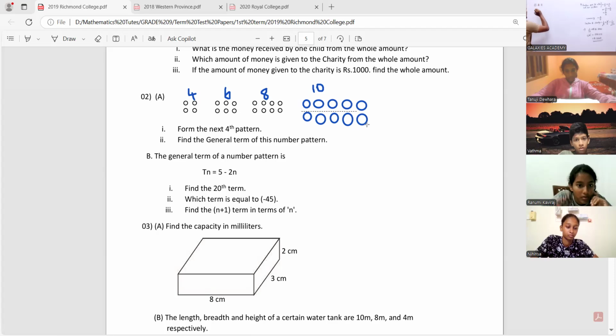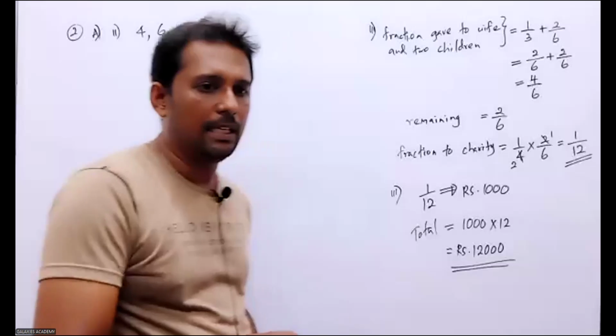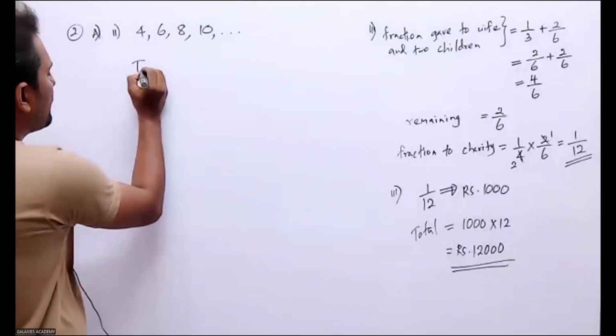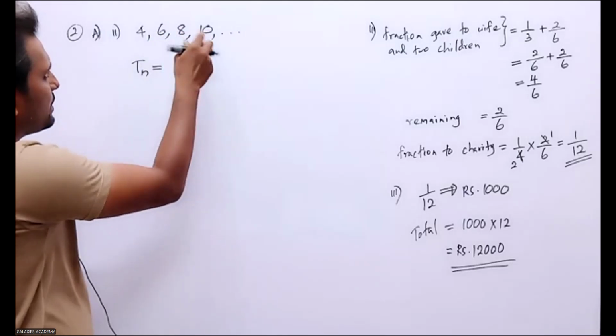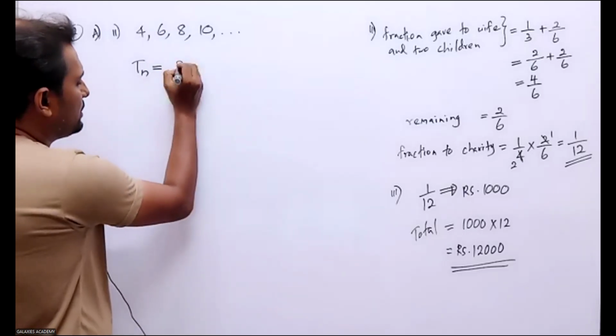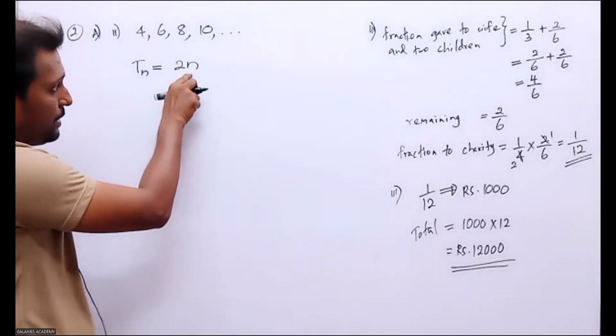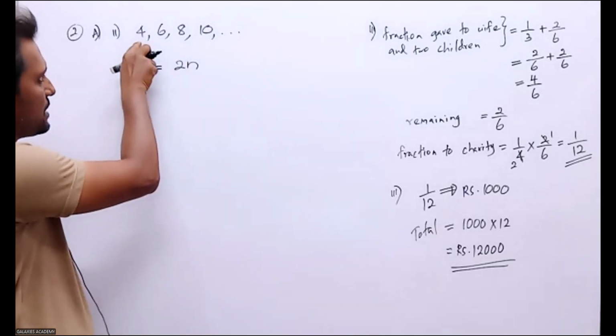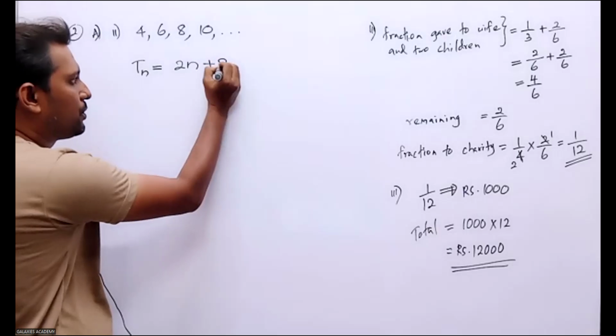Then the second part, I can write using the number pattern. The first 4 terms of the number pattern are given, no? 4, 6, 8, 10, and so on. You have to find the general term of this number pattern. What's the general term? Tn, I can write, no? You check the common difference. The common difference is 2. If the common difference is 2, you can write 2n. Then you substitute n equal 1, 2 times 1, 2. But the first term is 4. So you have to add 2 here.